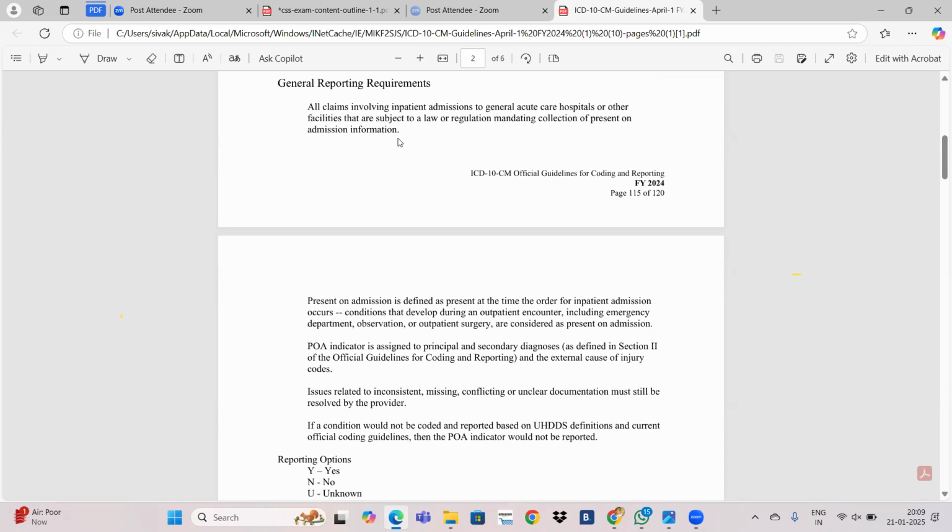So all claims involving inpatient admissions to a general acute care hospital or other facilities, any hospital in an inpatient setting, you need to assign these POA indicators. Okay, next check.